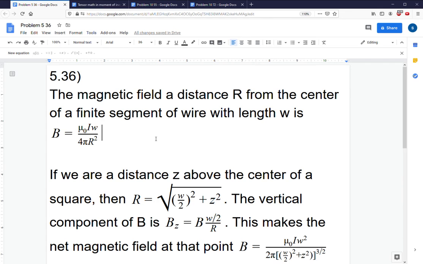However, in a direction along the plane of the square, they will both create magnetic fields in opposite directions. And because of the symmetry of the problem, they will, by necessity, be equal. So I have this magnitude of magnetic field. I want to find its z component.